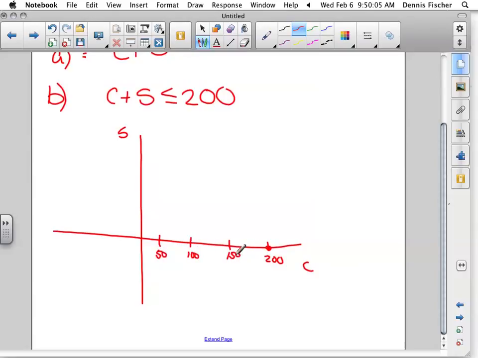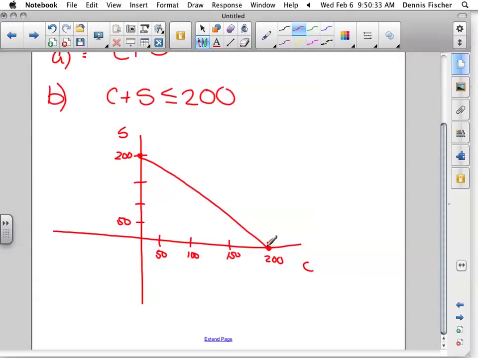like that. Now the other way, if C was 0, now C is 0 is right here, right? If C is 0, what's S? 200. I'm going to use my X and Y intercepts very easily here to graph this equation. So I'm going to have my 2 points. Now when I graph this equation, first of all, is it equal? So I'm going to have a solid line.